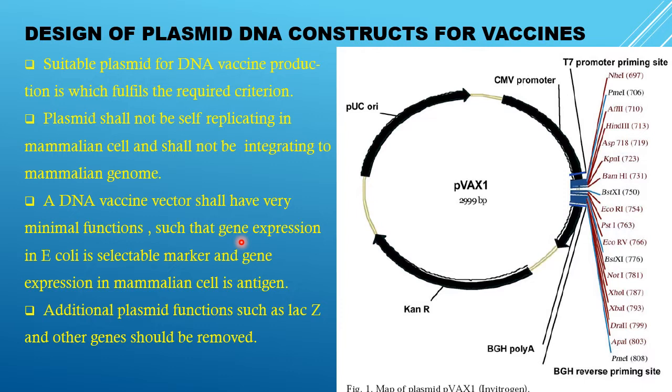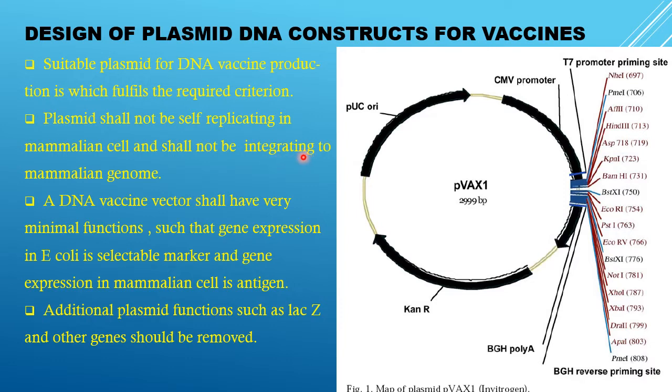So while we talk about an ideal vector for DNA vaccines, it should be safe in humans and easily produced at commercial scale. That is the most important thing. The most important safety issue for a DNA vaccine vector is the possibility of plasmid DNA integrating into human chromosome. To minimize this risk, the vector should not replicate in mammalian cells. Therefore, a vector should be chosen that does not contain mammalian origin of replication.